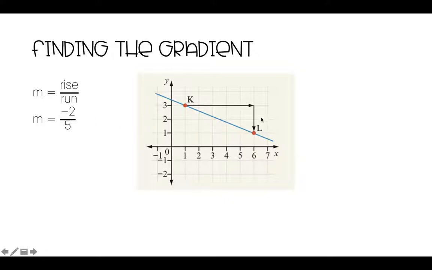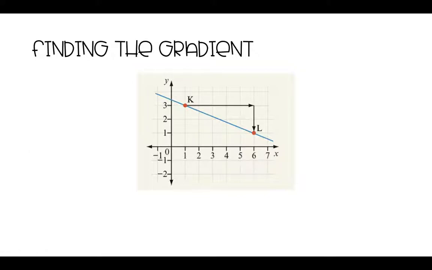So the run here drops by 2, so it's -2 over 1, 2, 3, 4, 5, so over 5. So our gradient here is m equals -0.4. Now I'm happy for you to leave it either as a fraction or a decimal, but remembering that if you leave it as a fraction, it must be in simplest form.